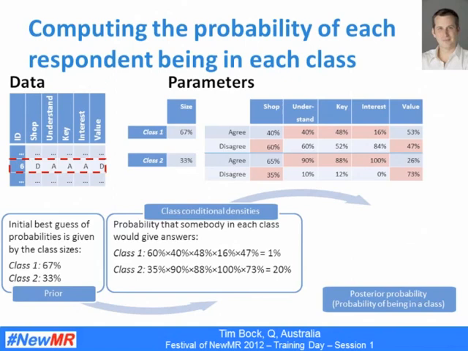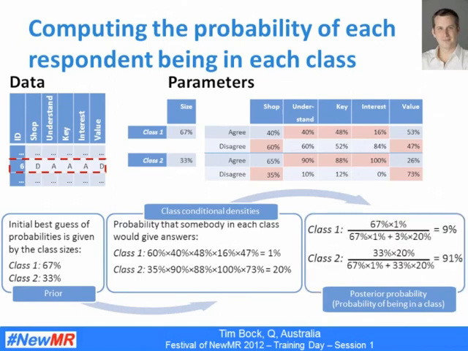If you can remember your elementary probability, we can multiply each of these together, and it tells us that if our respondent truly was in class 1, there's a 1% chance that we would have seen the responses that he's given. By contrast, if he was in class 2, there's a 20% chance that he would have given the responses that he gave. And thus, we can say that looking at the responses that he's given, he's 20 times more likely to be in class 2 than in class 1.